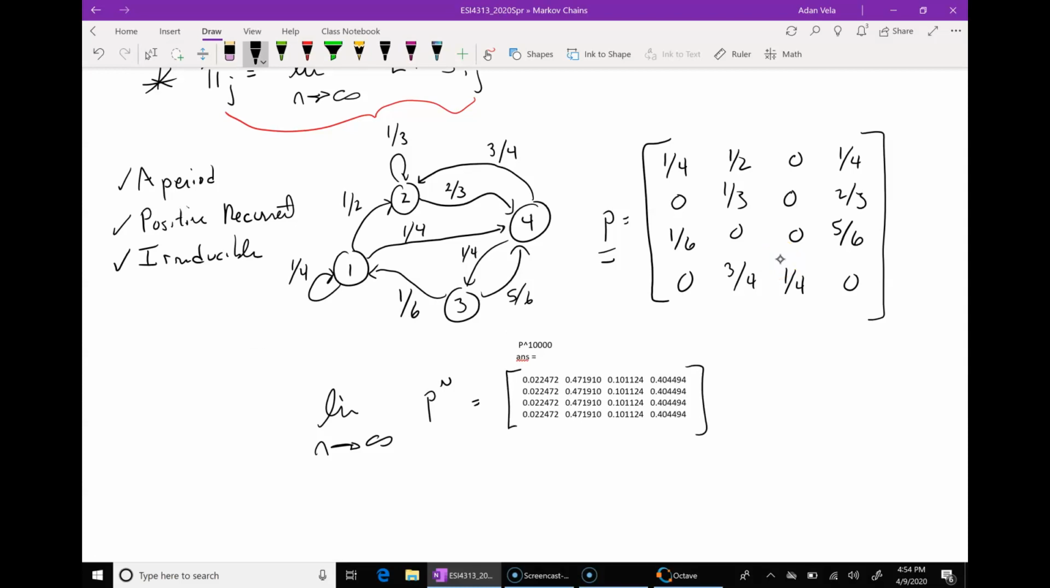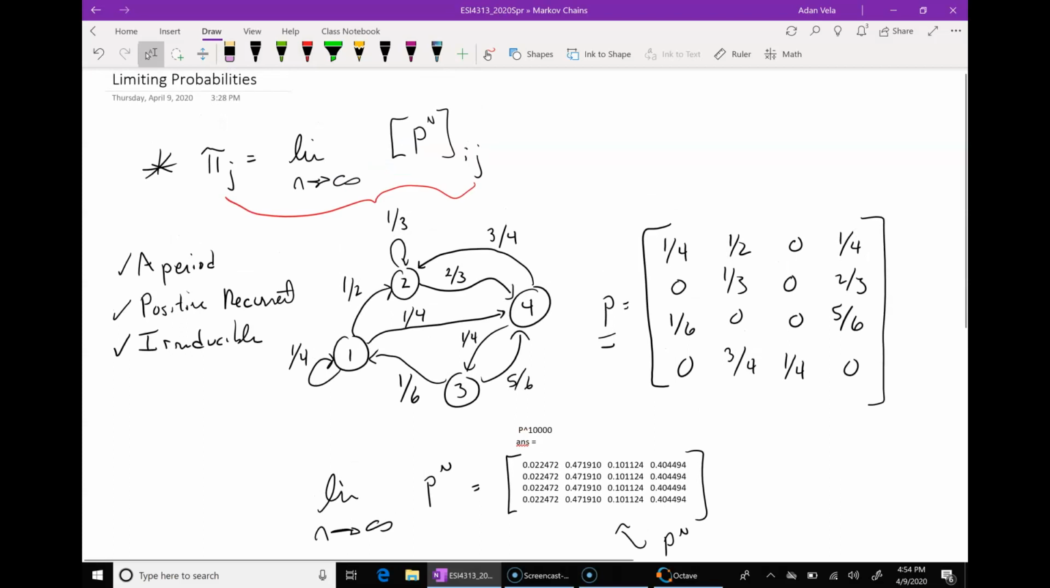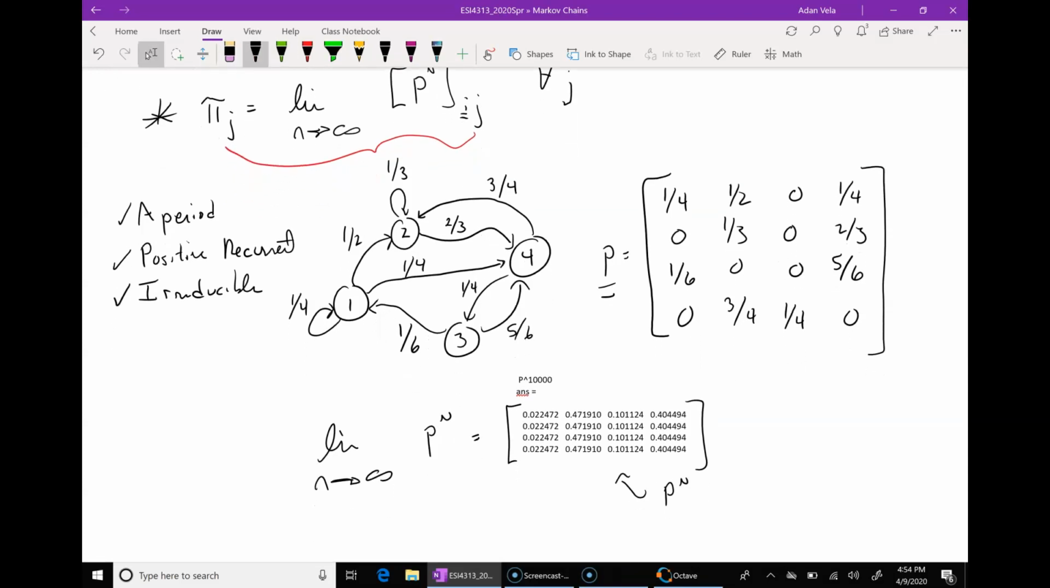So here goes p to the n, this matrix, as n goes to infinity. Now, what this equation is saying, and actually this is for all j, it doesn't matter what row you're looking at, right? Because if you look at what's going on here, every row is the same. All that matters is which column you're looking at, okay? So these are the different columns.